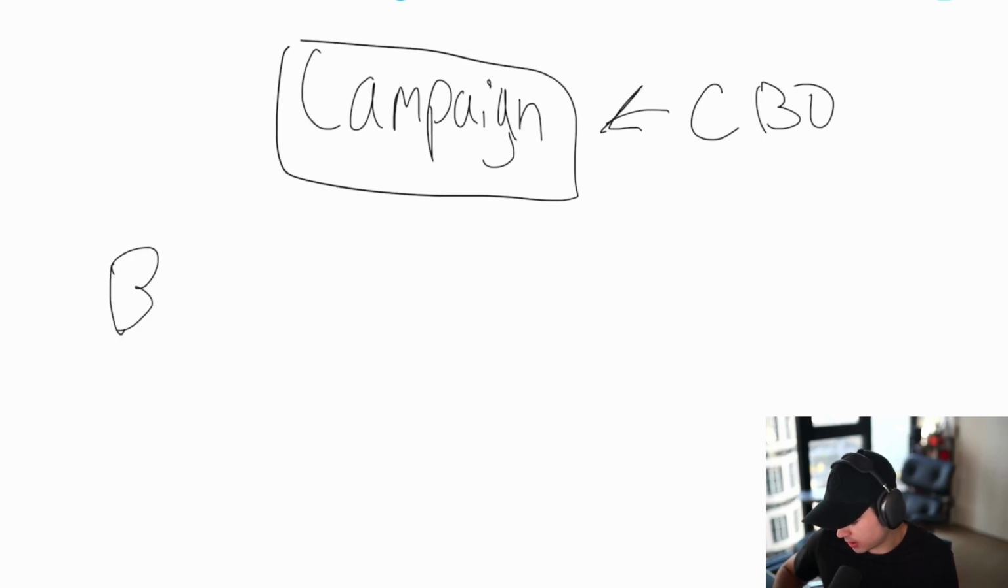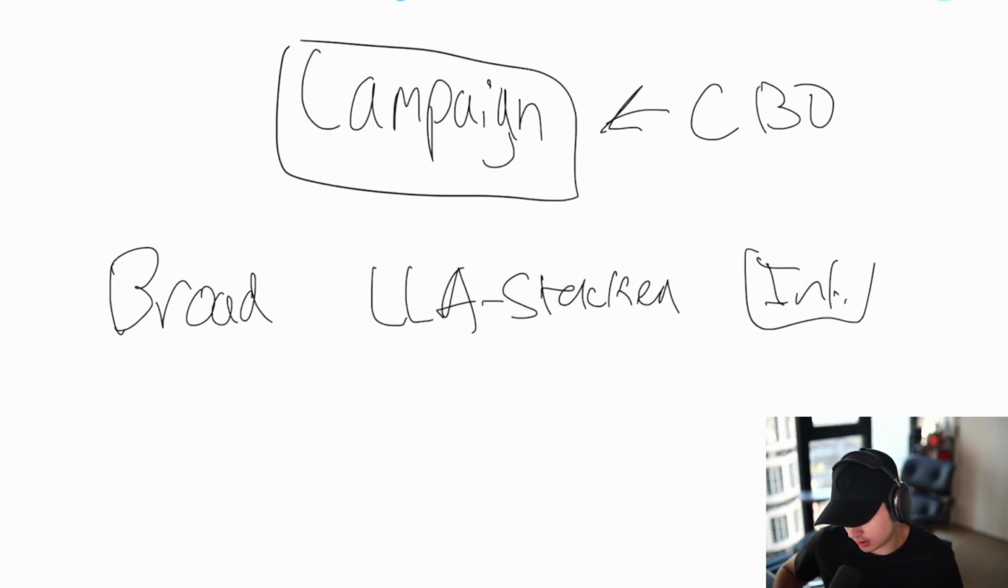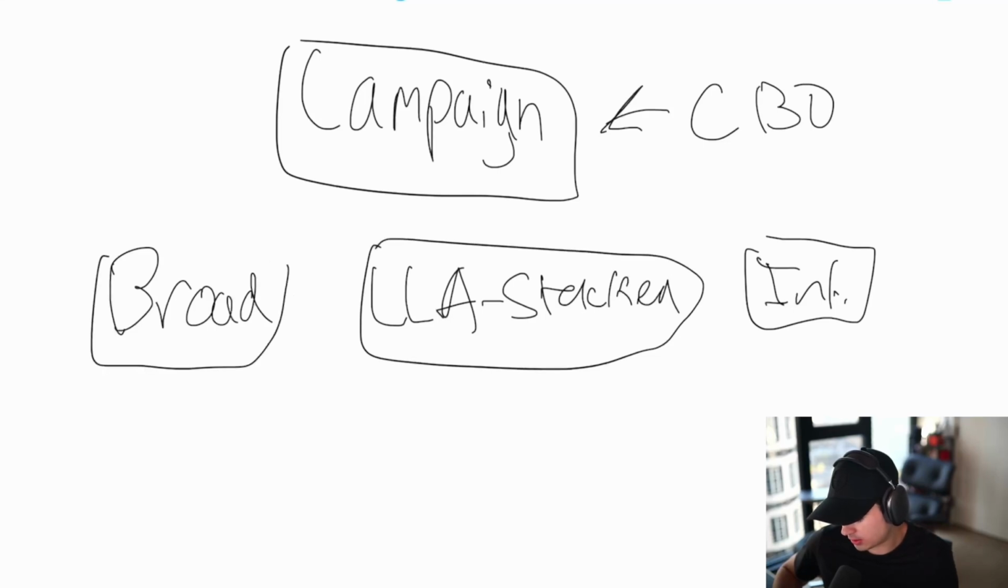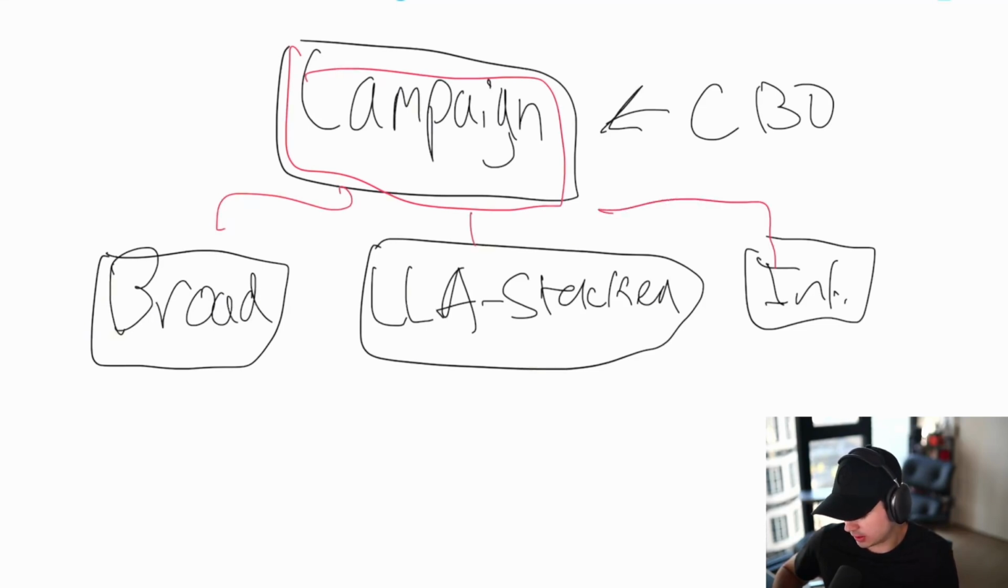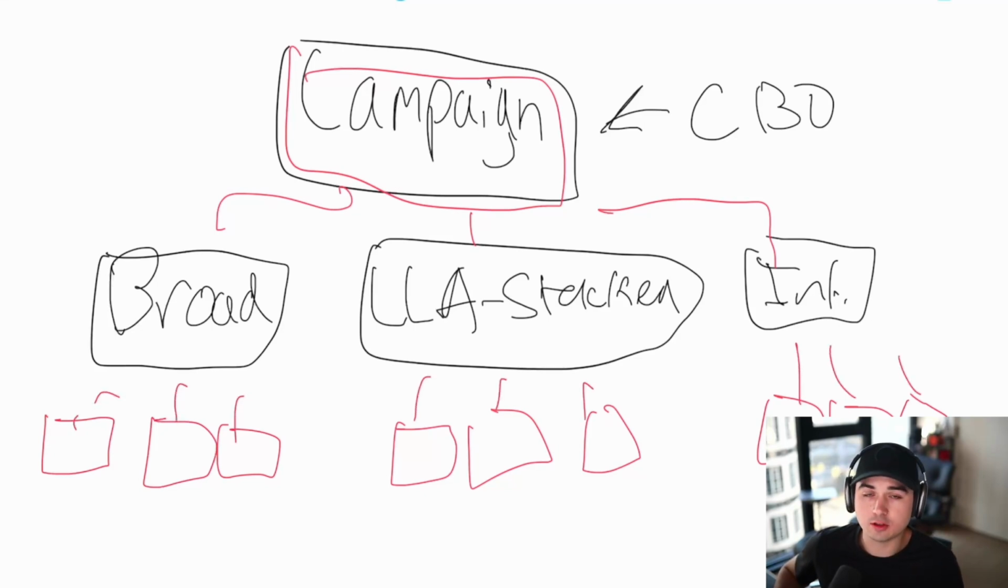Within this, I like doing a broad ad set. I like doing a lookalike stacked ad set usually. And then I like doing some sort of interest ad set. So we have the interest, the lookalike stacked, and then the broad. We're essentially having this main campaign and all these underneath it as ad sets. And then I use a few different creatives underneath each of these individual ad sets. So pretty simple setup, nothing too fancy, too complicated.